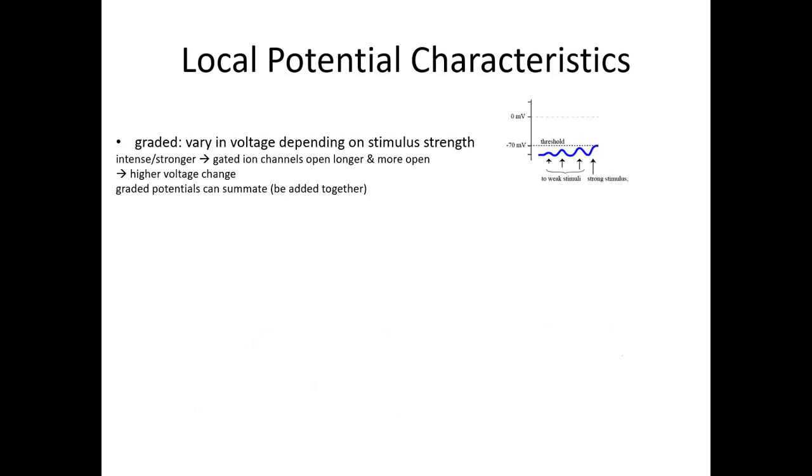So looking at local potentials, they have some very unique characteristics, some of which we've mentioned before and some of which we haven't. The first thing is that it is graded. In other words, it can vary in voltage depending on the strength of the stimulus. Okay? So the stronger it is, the longer that ion channel is going to be open and the more ions can go through. So this is not an all or nothing phenomenon.